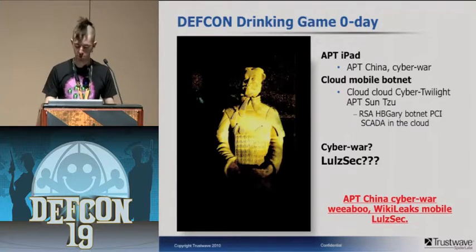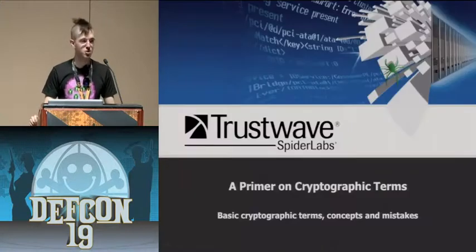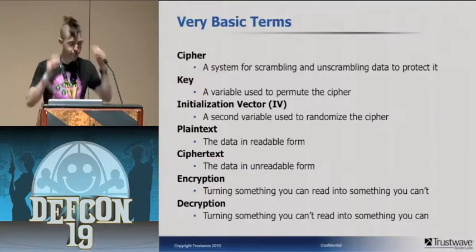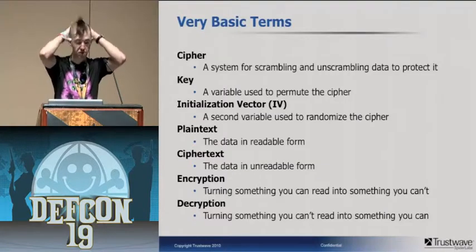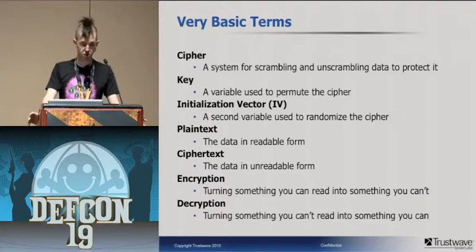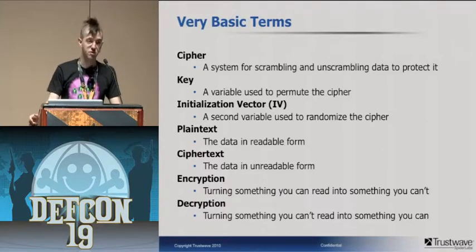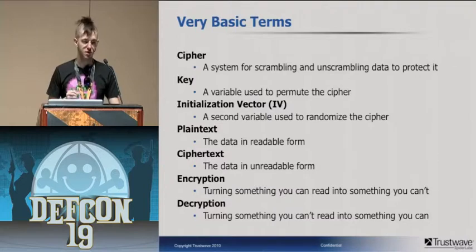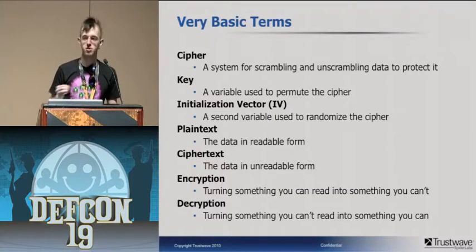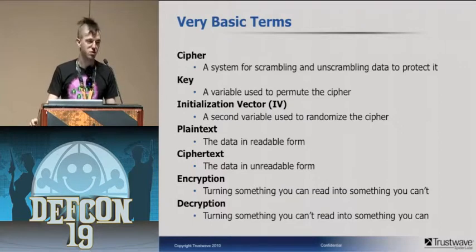So now that you're nice and primed for this talk, let's get into a primer on cryptographic terms. So some very basic stuff here. A cipher is just a system for mathematically scrambling data that you want to be hidden from certain parties. A cipher is a system for scrambling and unscrambling data. The key is the one part that you keep secret. The key is the missing variable that somebody needs to know in order to be able to unscramble the data.